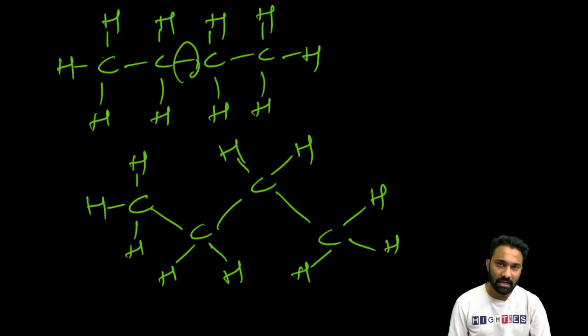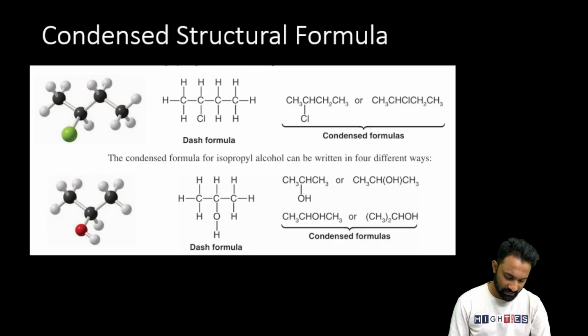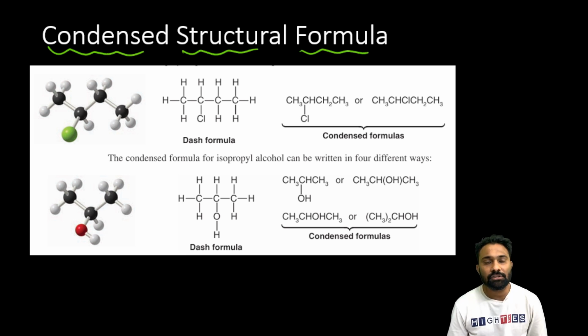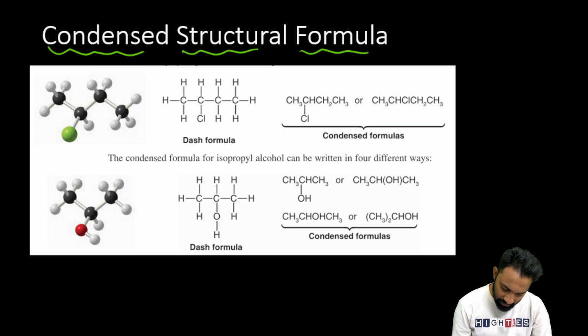Clear? Next, another type of formula we can see, that is the condensed form. Which one? That is the condensed structural formula. In this condensed structural formula, we do not represent the carbon-hydrogen bonds and the carbon-carbon bonds. Clear? There is no such type of bond present in that formula. See here, if you take, this is 2-chlorobutane, right? Here the chloro and the 4 carbons, this is 2-chlorobutane.